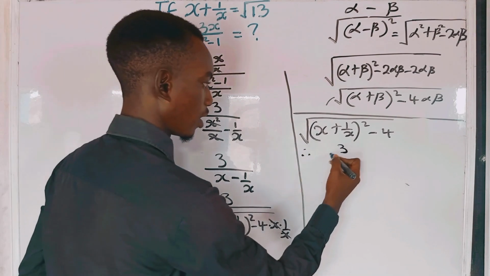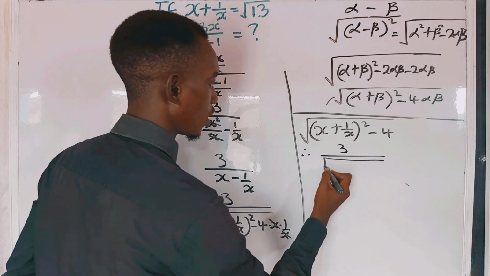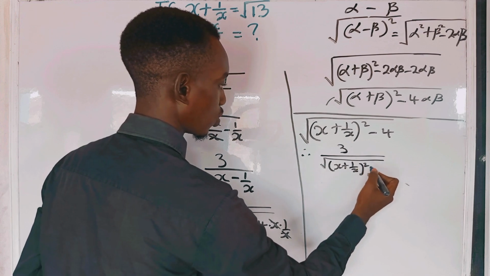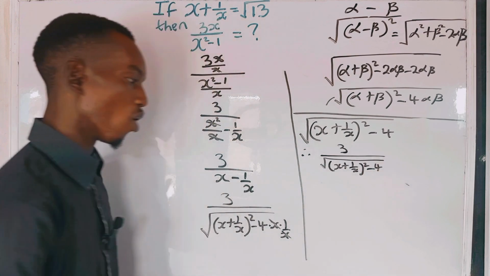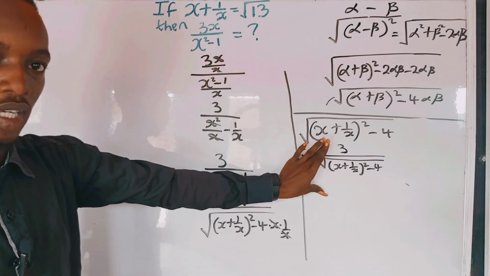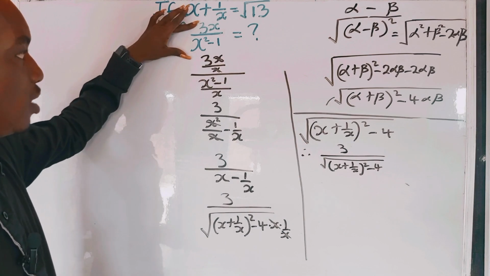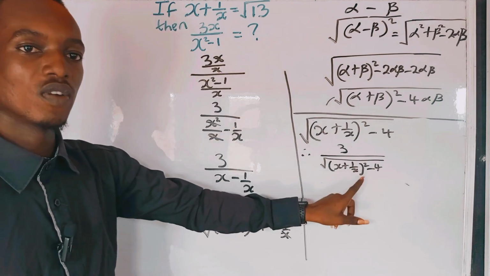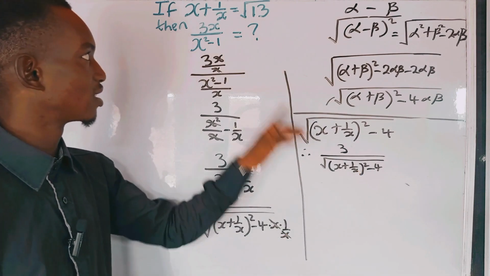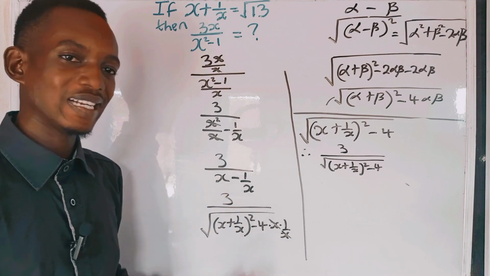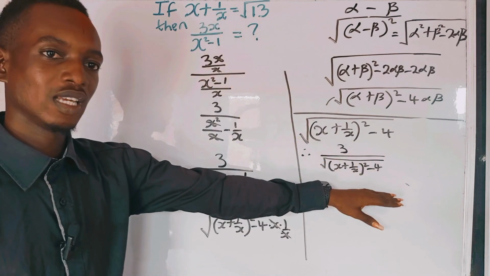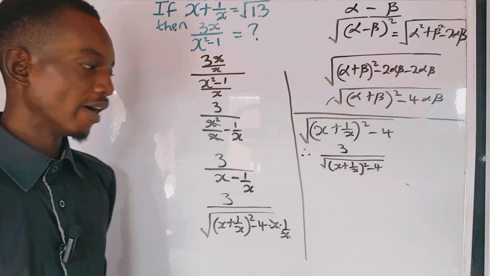Therefore, it's going to give us 3 all over the square root of (x plus 1 over x) all squared minus 4. Now you can see that we have converted this equation to this. We have expressed this in terms of x plus 1 over x. Easy. Now we can use our substitution to get our final answer. That's just the idea there. We take this and we express it in terms of this. We have gotten that here with the help of our algebraic identities.